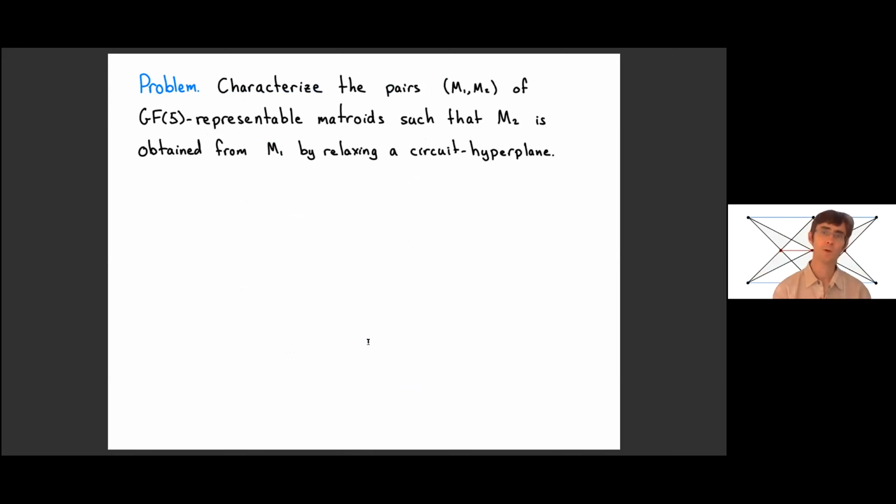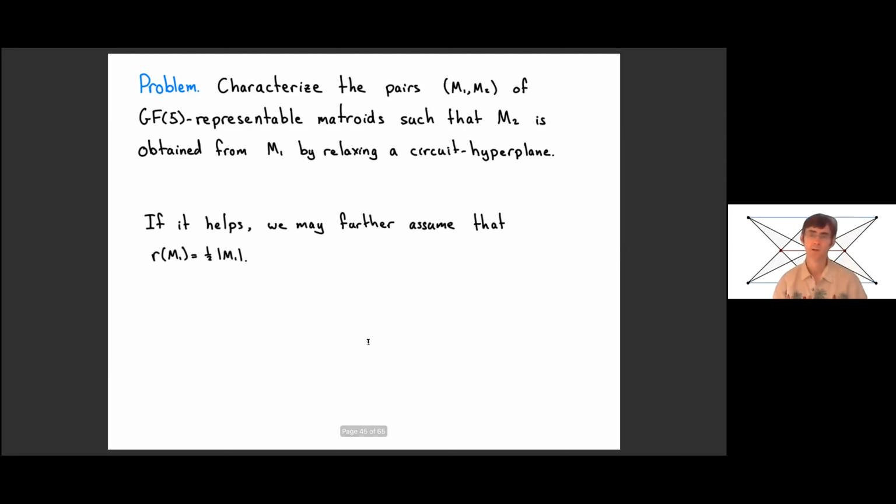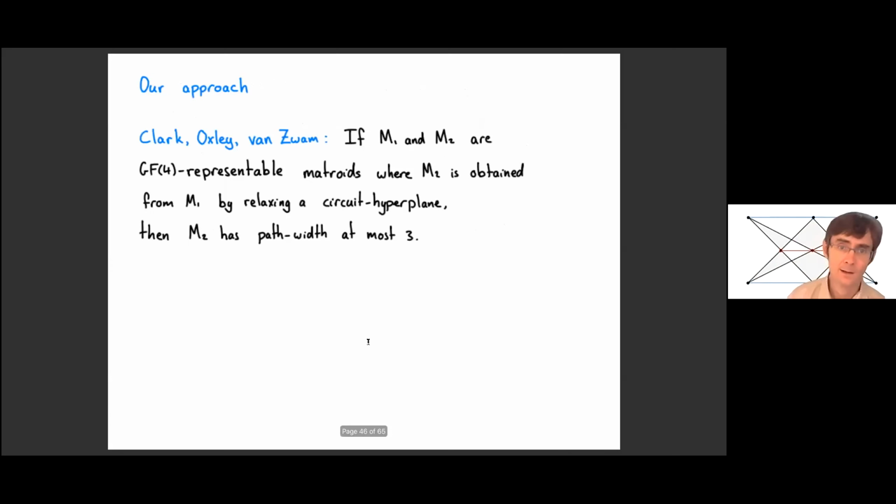So the problem we want to solve is this. I want to characterize the pairs of GF5 representable matroids where one is obtained from the other by relaxing a circuit hyperplane. And if it helps, you can assume that the rank's half the number of elements, because that's what you get in the bad determinant case. Right, so that's really the thing we need to solve. So let me explain our approach to this problem for the GF4 problem, and then come back to GF5 in a while.